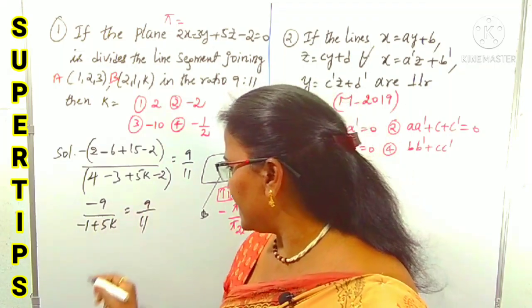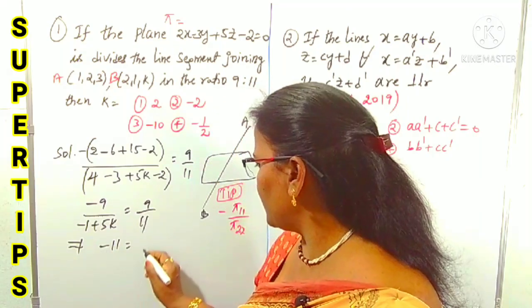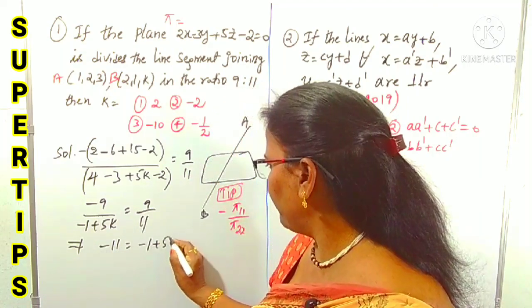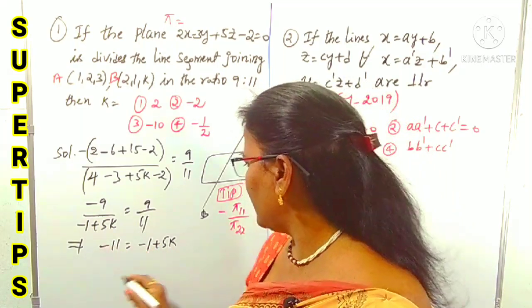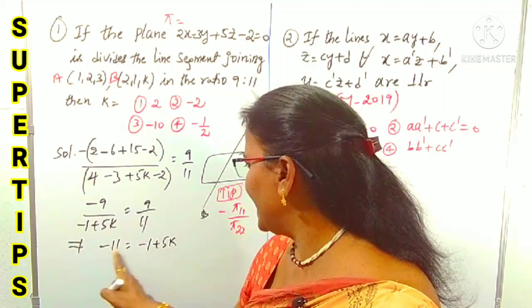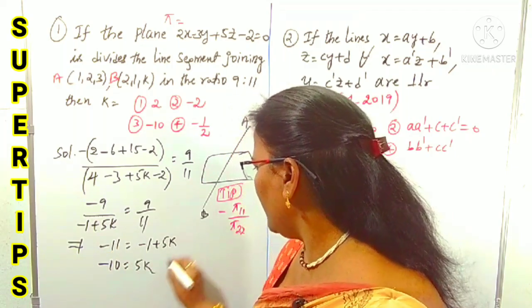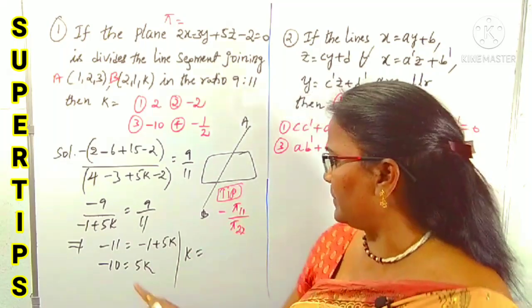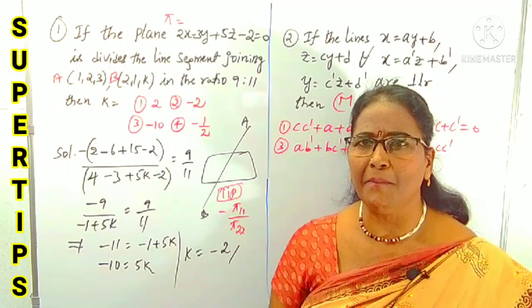When 9 gets cancelled, taking the cross multiplication, it becomes minus 11 is equal to minus 1 plus 5k. Taking the minus 1 to this side, it becomes minus 11 plus 1. That means minus 10 is equal to 5k. What is the k value from this? Clearly, minus 10 by 5 is minus 2. That's it. K is minus 2.